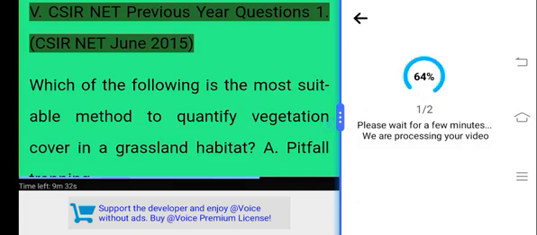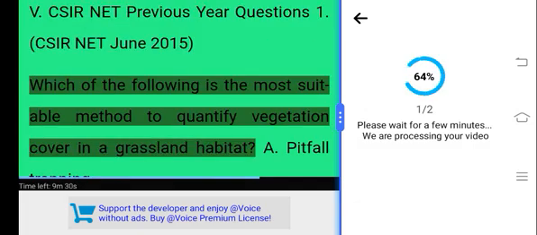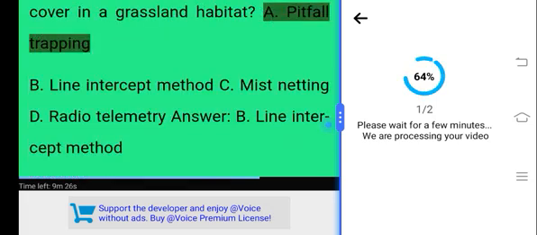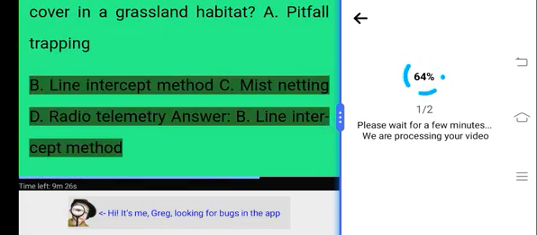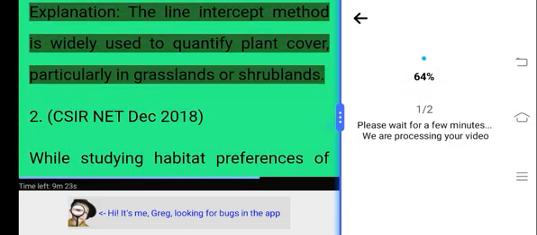CSIR NET previous year questions. 1. CSIR NET June 2015. Which of the following is the most suitable method to quantify vegetation cover in a grassland habitat? A, pitfall trapping. B, line intercept method. C, mist netting. D, radio telemetry. Answer: B, line intercept method. Explanation: the line intercept method is widely used to quantify plant cover, particularly in grasslands or shrublands.